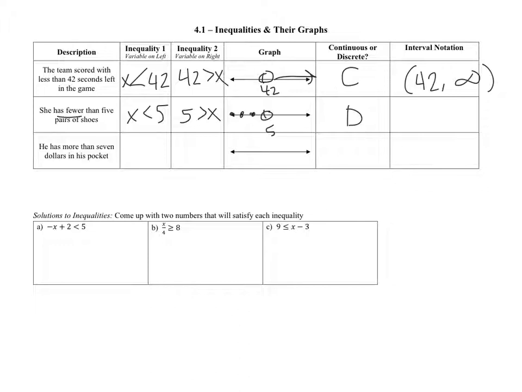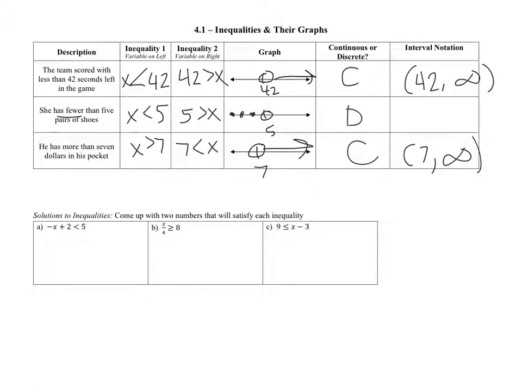He has more than $7 in his pocket. So you can have decimals for cents in your pocket. So more than $7 or 7 is less than x. It's going to be continuous because you can have parts of a dollar in your pocket. It's going to be an open circle because it doesn't include 7. Shaded to the right. And then in interval notation, the least number it starts with is 7. And it doesn't include 7 and it goes to infinity.